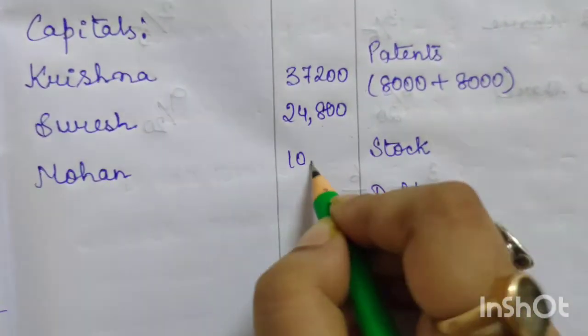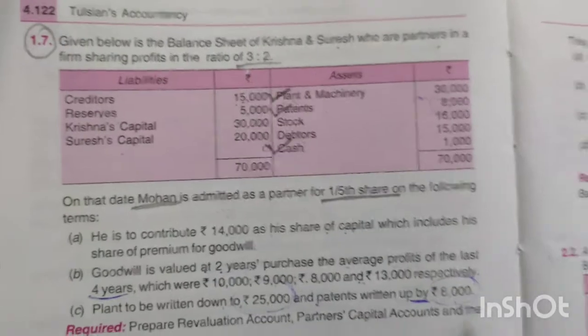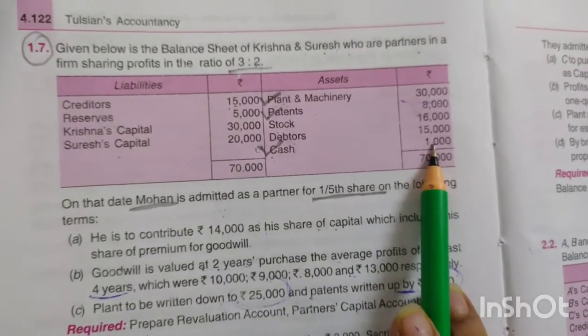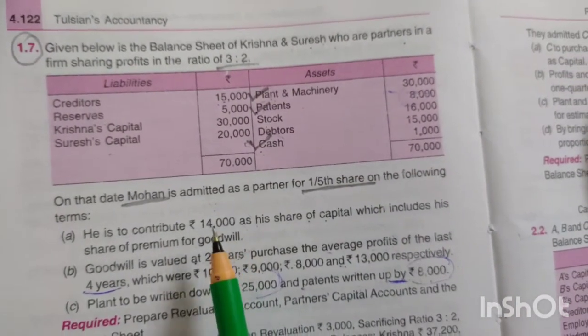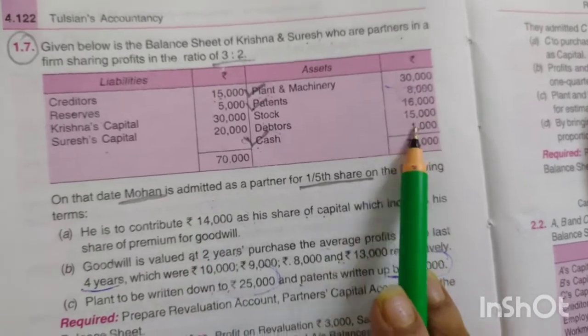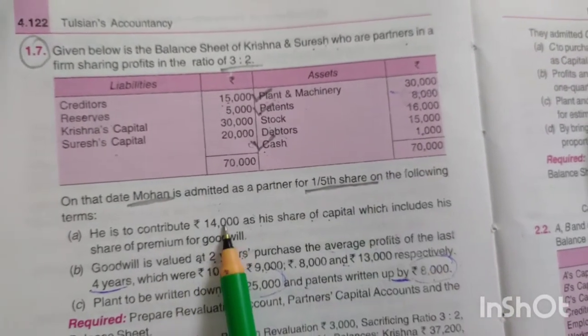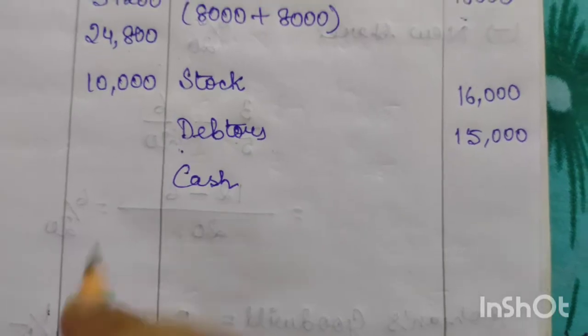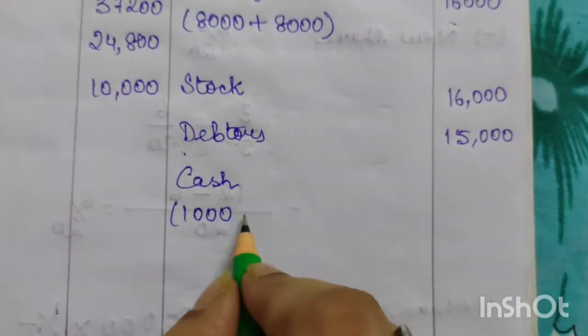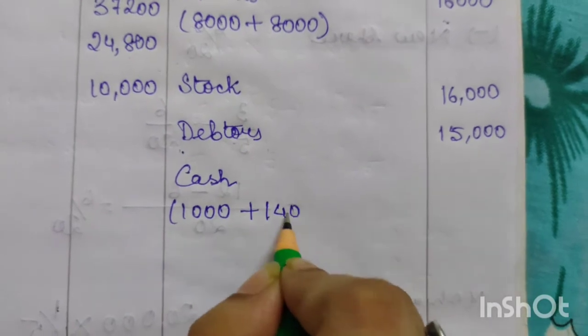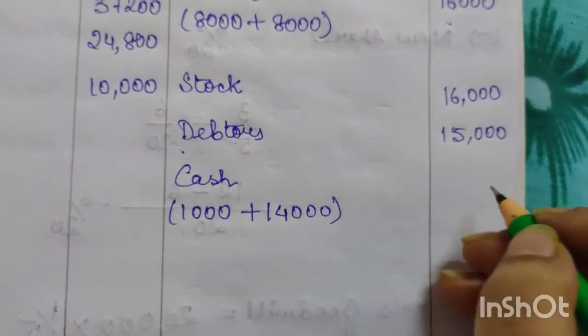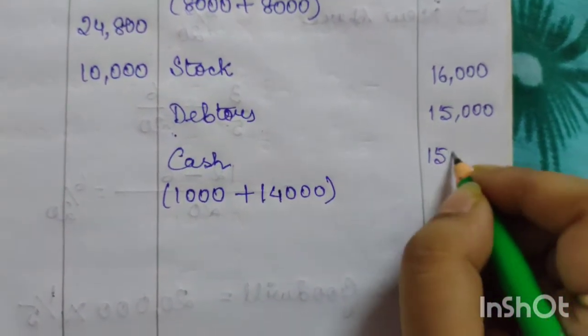Now going back to the cash balance. As we can see, the old cash balance was 1,000 and 14,000 was brought as capital. So obviously capital is brought in the form of cash only. So with this 1,000 we will add this 14,000. So here we can write 1,000, the old balance, plus 14,000, that is Mohan's capital, which was brought in the form of cash. So here we can see the total will be 15,000.